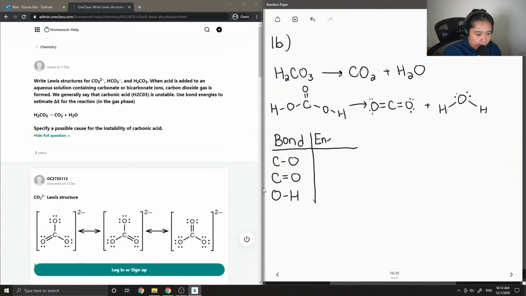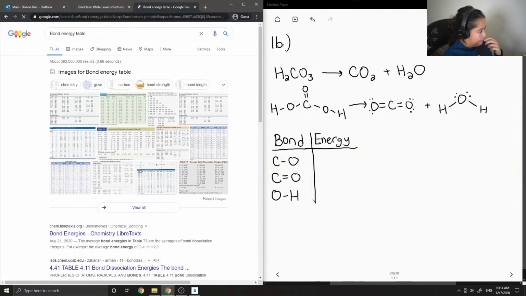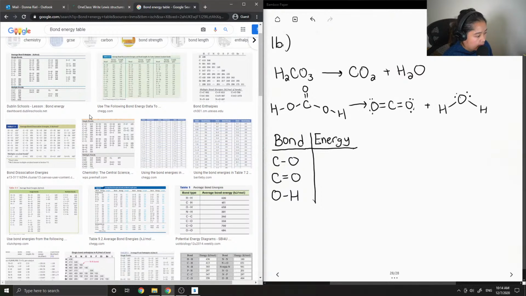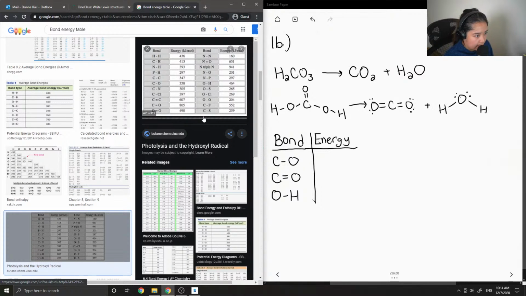The second column will be the energy of all of these types of bonds. So this might be given in the question, but I'm going to Google just a bond energy table. Okay, so let's just try to find one of them. Let's use this one. It's kind of clean.